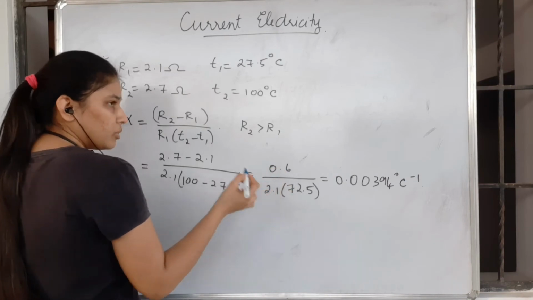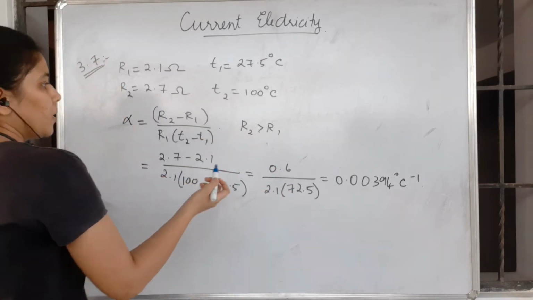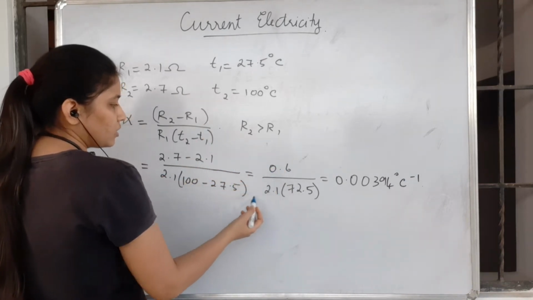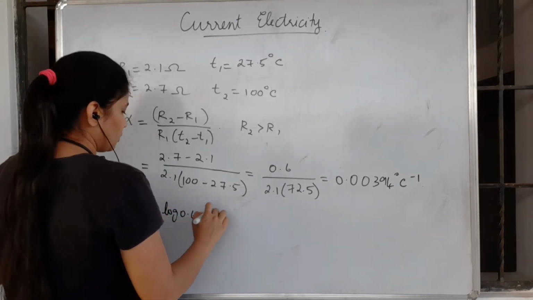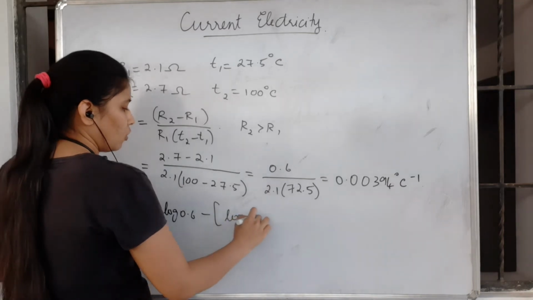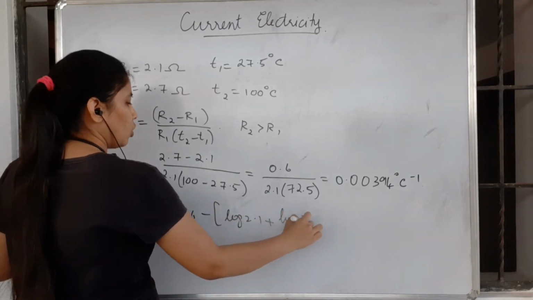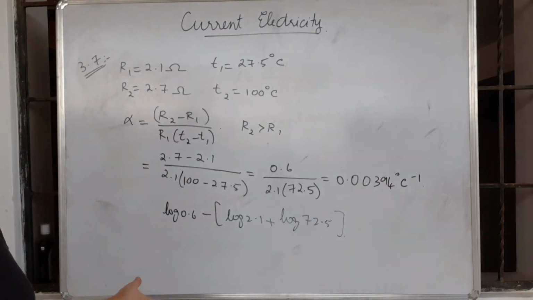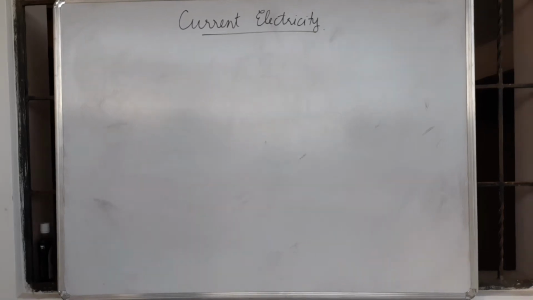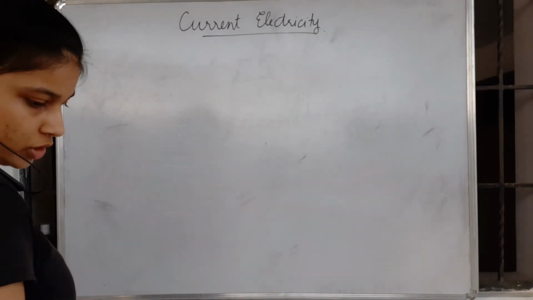So please learn how to use the logbook. Log of 0.6 minus log of 2.1 plus log of 72.5, and then you will get an answer. For that you have to take the anti-log. So that will be the answer for this question. You can try it out using the logbook. So that is the answer, 394 degrees Celsius inverse. Next question 3.8.